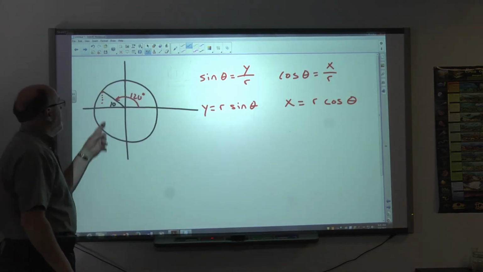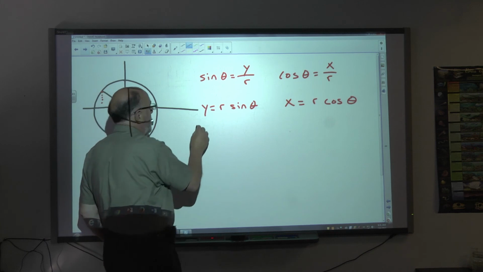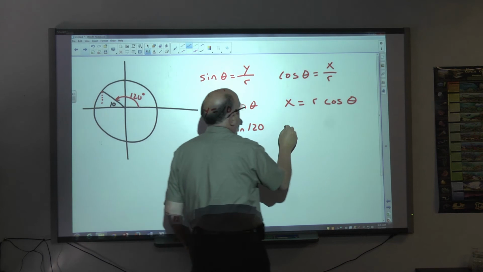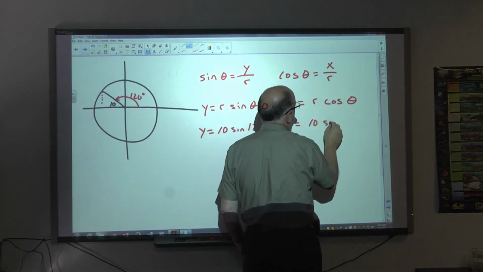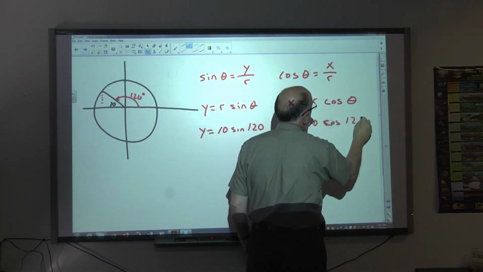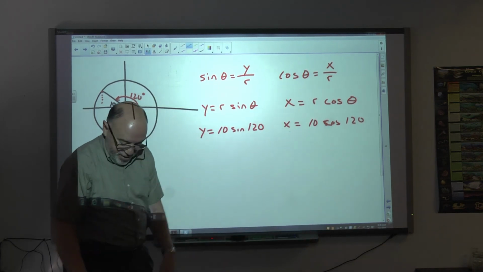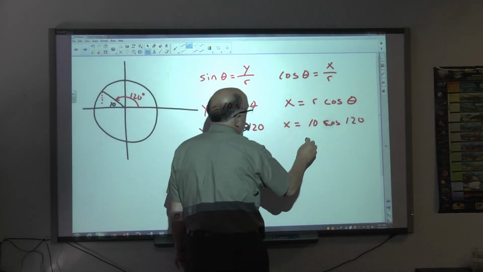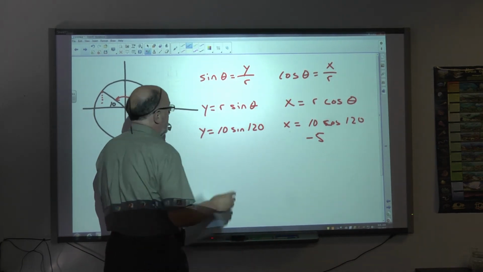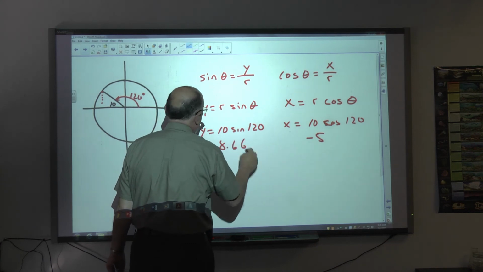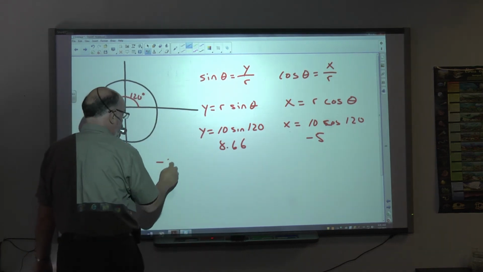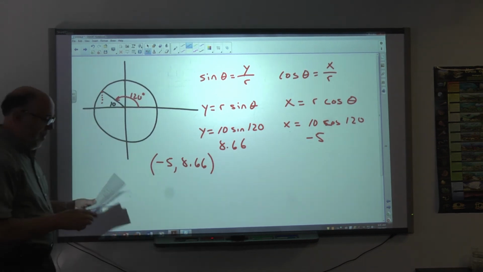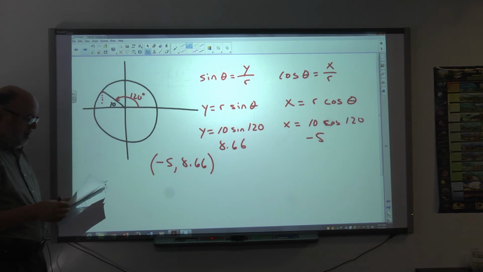Now it's just a matter of plugging in our numbers. Y is going to be 10 times the sine of 120, and x will be 10 times the cosine of 120. We plug those in, and x comes out to be -5 and y comes out to be 8.66. So my xy coordinate will be -5, 8.66, and that would be the coordinates of that point on the circle.